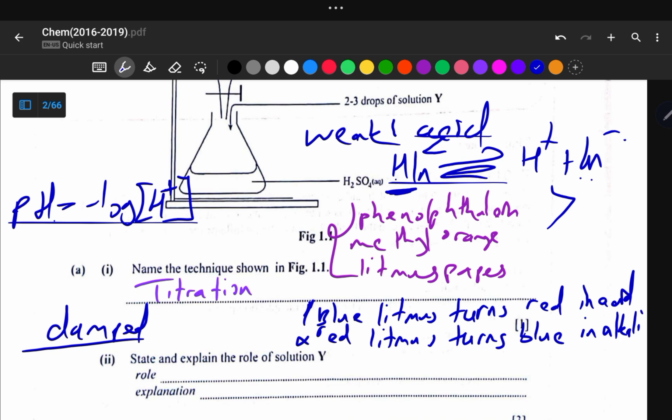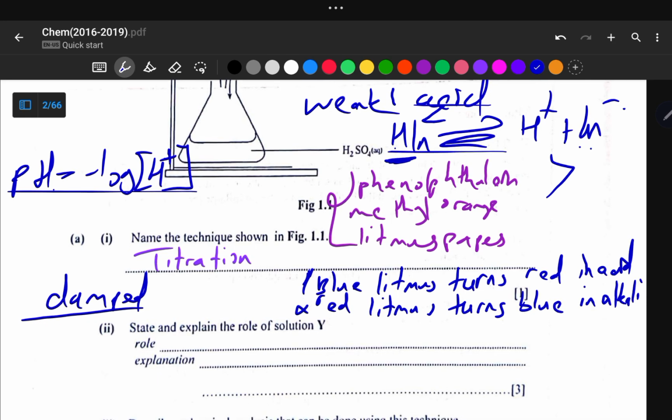So the litmus paper is made moist so that it can dissolve the gases. Dry litmus paper doesn't create an environment in which the gases will absorb, right? So the gases need to absorb on this medium so that they can be analyzed. So the gases are absorbed on this litmus paper in moist condition. So we need water to dissolve the gases. When the litmus paper is dry, the gases will not dissolve. So that's the reason why we need the litmus to be damped, right?